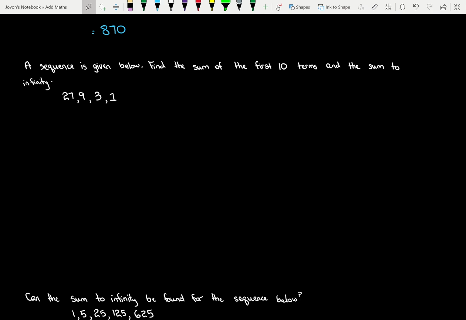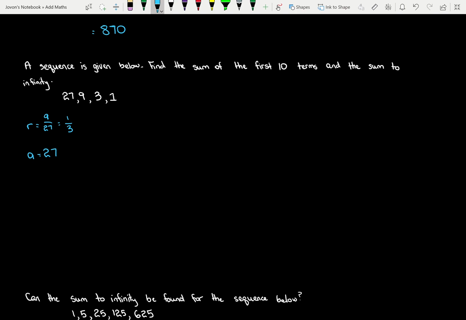But just to make sure, let's find the common ratio. R is equal to 9 over 27. Remember, it's the second term over the first term, okay, which is equal to 1/3. And just to make sure, we could also find 3 over 9, which is also equal to 1/3, or 1 over 3, which is also equal to 1/3. So we know we have a common ratio, which is equal to 1/3. And we know here that the first term is equal to 27.